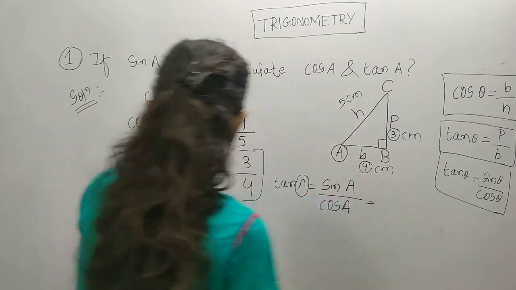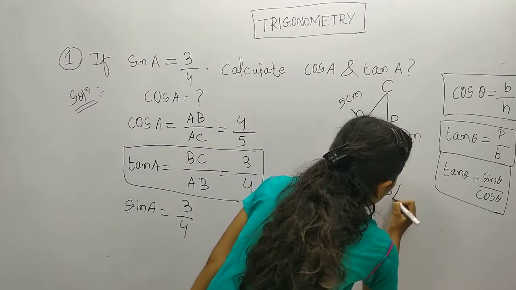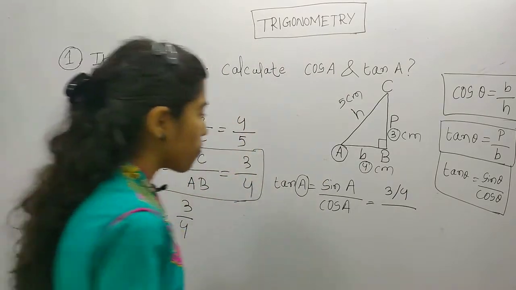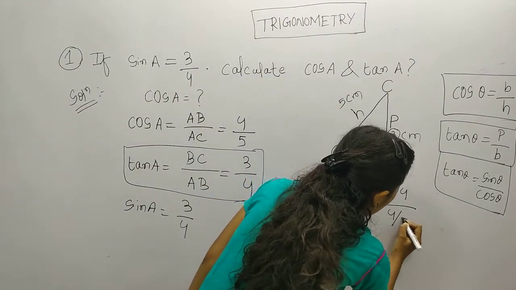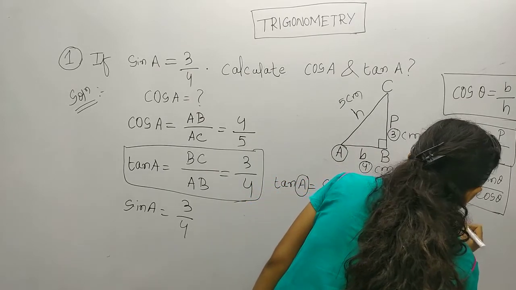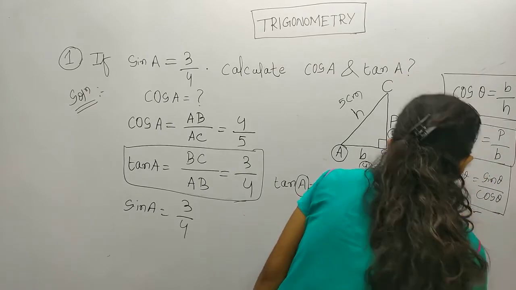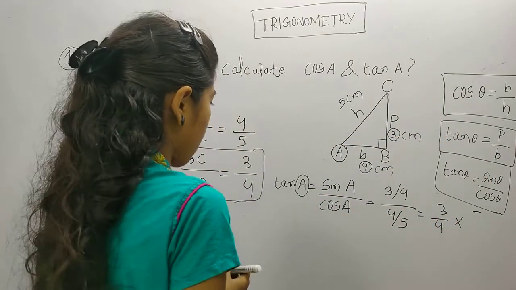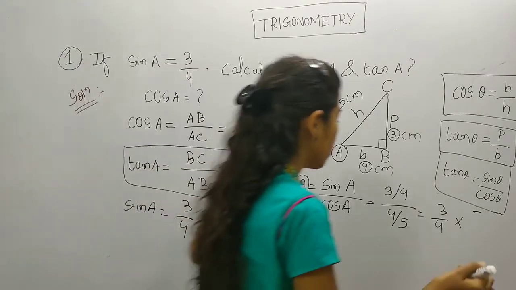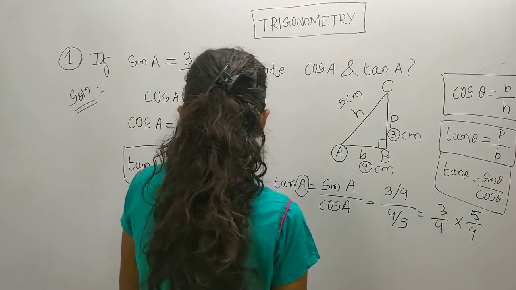So what is sin A? Sin A is given as 3 by 4, no doubt. It's 3 by 4 by cos A. Cos A came 4 by 5. So here 4 by 5. So equals 3 by 4 into 5 by 4. So what did it come to?